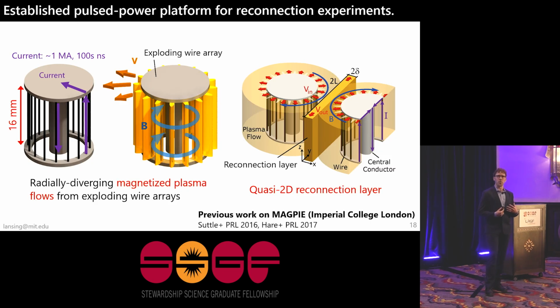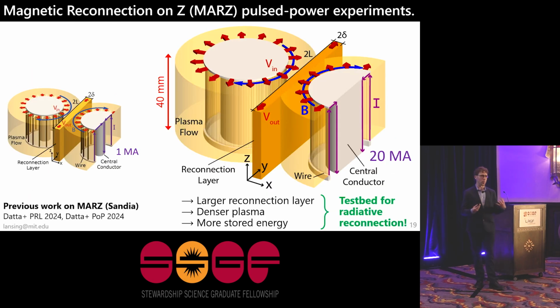But in order to drive more interesting instabilities in the plasma that are astrophysically relevant, this scale is a little bit limiting. And so that motivated us to go bigger. So this is a picture of the load hardware, or really a graphic, called the magnetic reconnection on Z, MARS, which is basically just taking that hardware, making it bigger in order to use it on the Z machine, which is the world's largest pulse power device at Sandia National Labs.